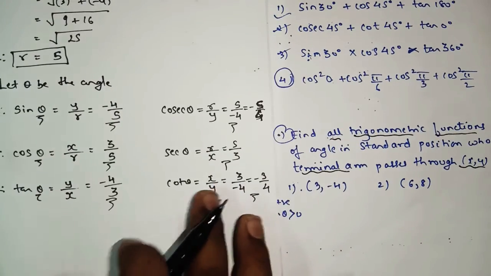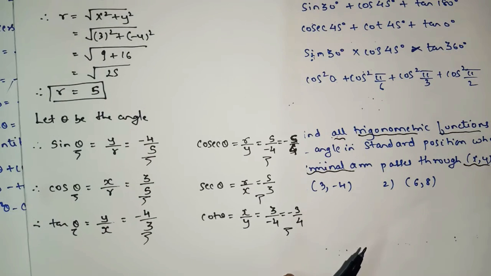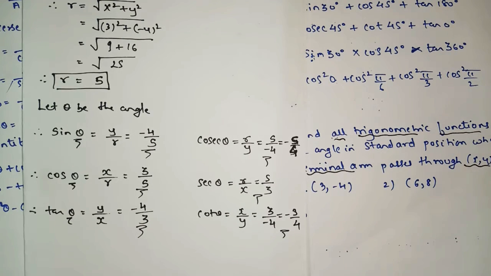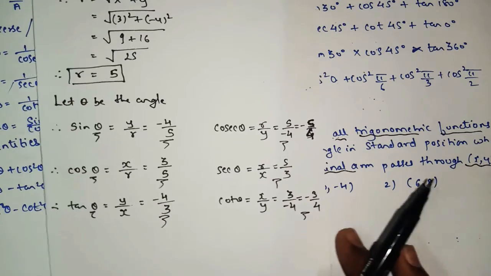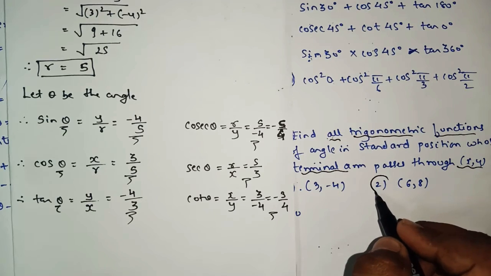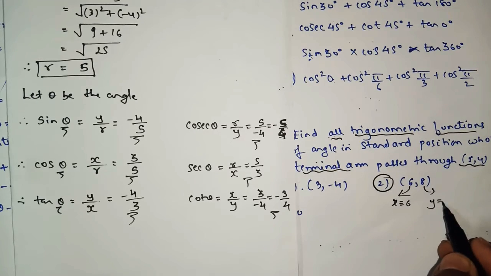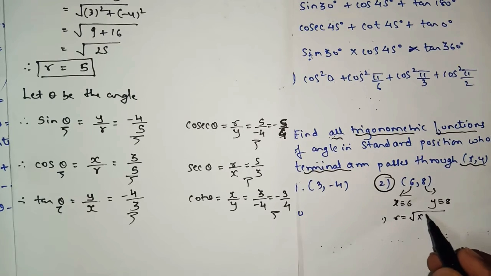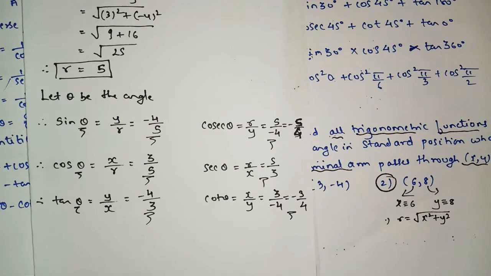So here we got all the trigonometric functions of an angle in standard position when the terminal arm passes through x comma y. In this way you have to present your sum and find the answer for all the trigonometric functions. I hope you can try the second sum by yourself. This is the x coordinate and this is the y coordinate as 8. First we will find r using the formula r equals square root of x square plus y square, and then one by one write the formula, substitute the values, and you will get the answer. So that's the end of this question.